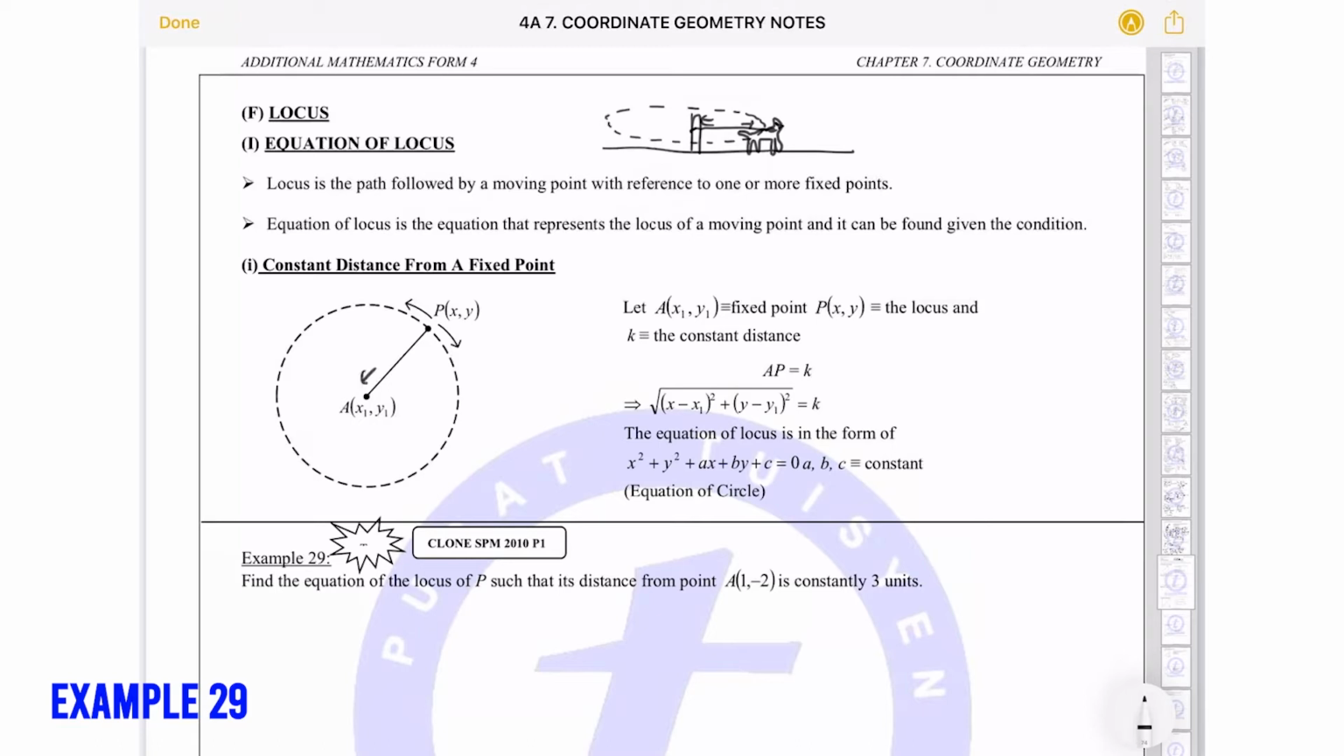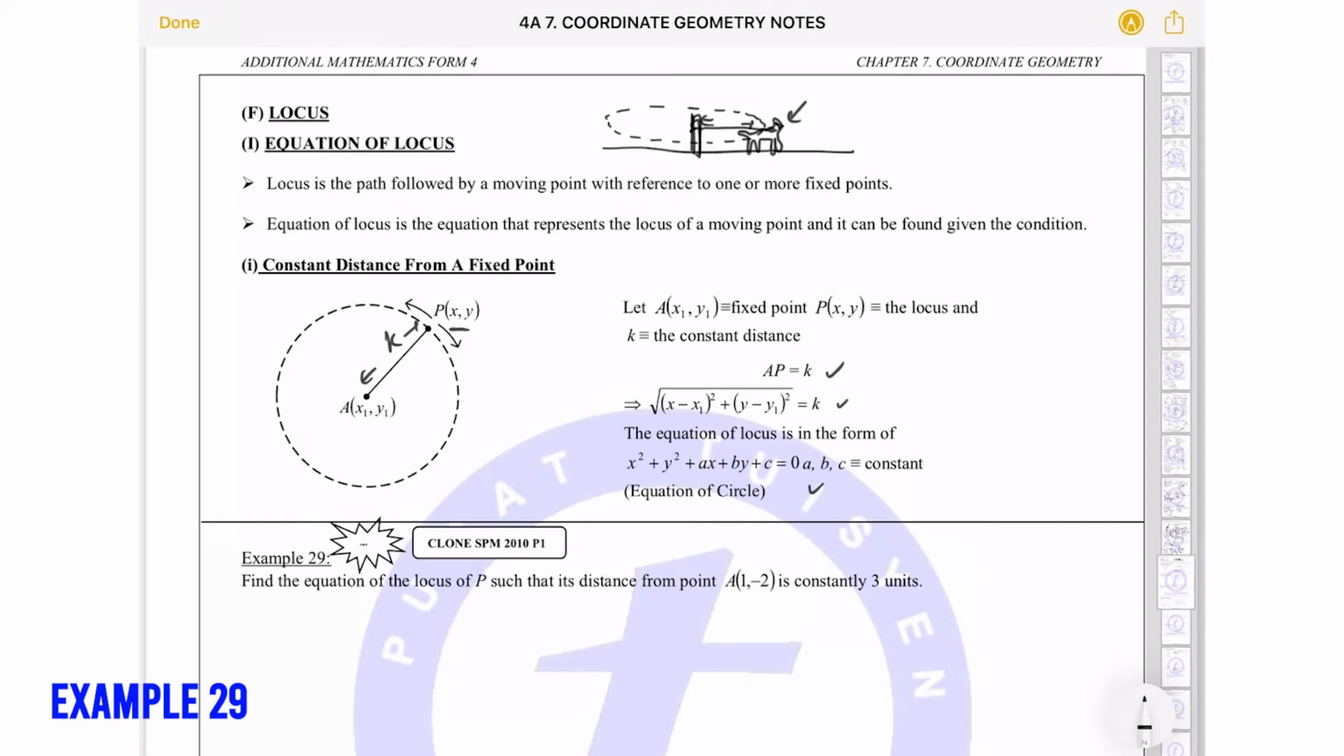So let's say we model the position of the dog with coordinate (x, y), and A is your fixed point, maybe the pole here, and the chain has the length of k. So we know that the distance from A to P, where P is a moving point and A is a fixed point, is constantly k units. By using the distance formula, we substitute in the square root of x minus x1 squared plus y minus y1 squared equals k, expand it, and you get the locus equation in this form. We call this the equation of a circle, x squared plus y squared plus ax plus by plus c equals 0.